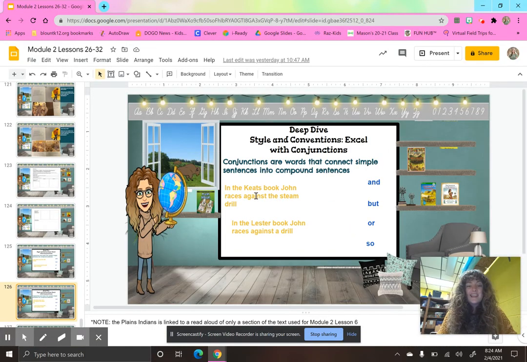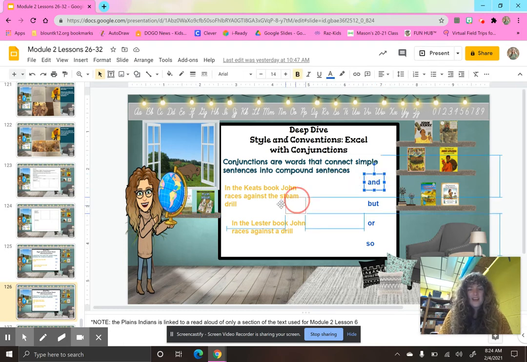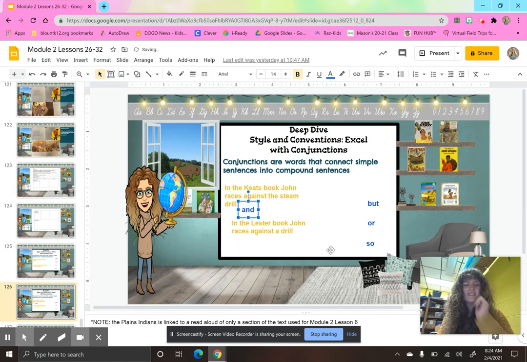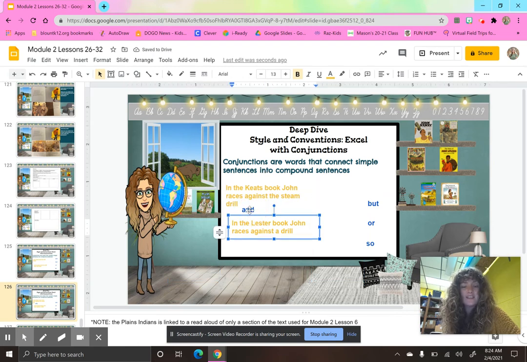All right. In the Keats book, John races against the steam drill. And in the Lester book, John races against the drill. So think about it. Would that one fit? Am I comparing or contrasting? Am I talking about what is the same or what is different?